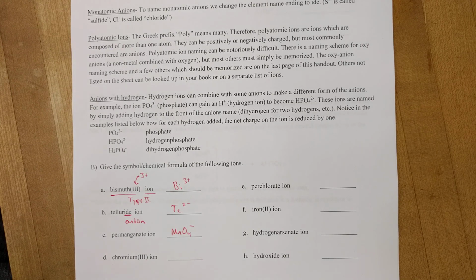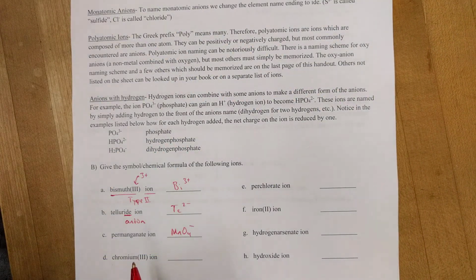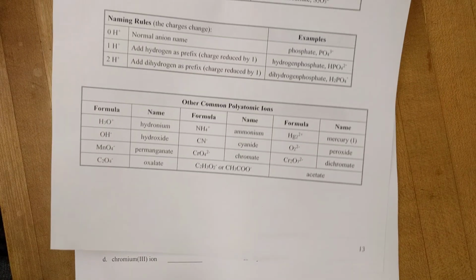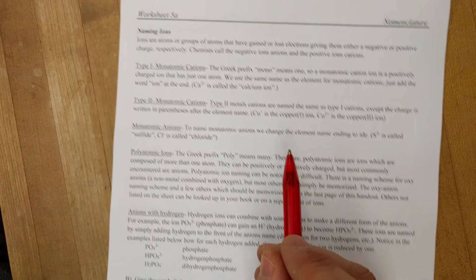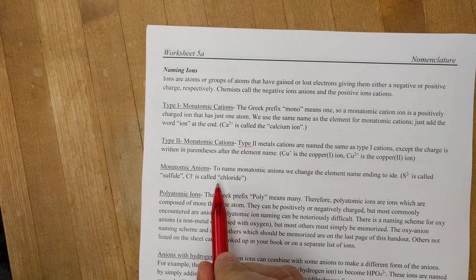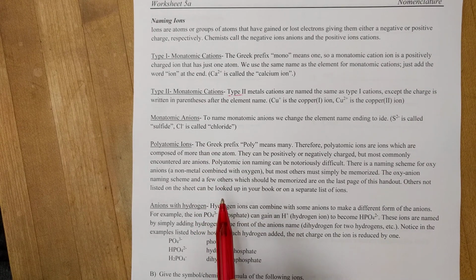So just keep doing that as you go, and either look it up on the chart, the periodic table, if it ends in IDE for a monatomic ion, or look it up on the green sheet if it's a polyatomic ion. And remember, if you're looking for the IDE ending, that's the monatomic anions usually, and the polyatomic ions usually end in ATE or ITE.